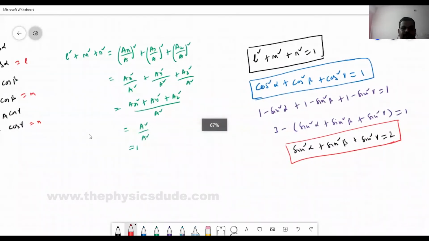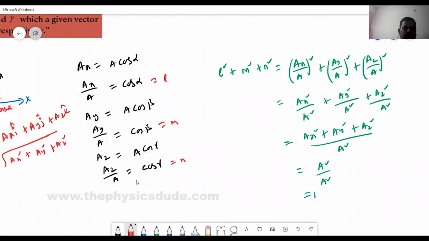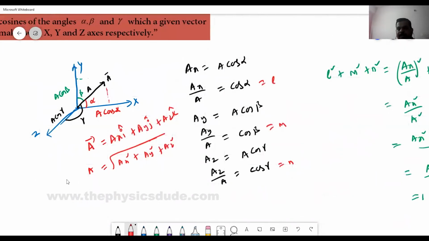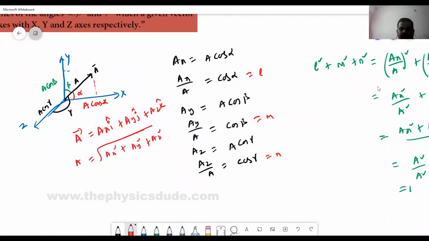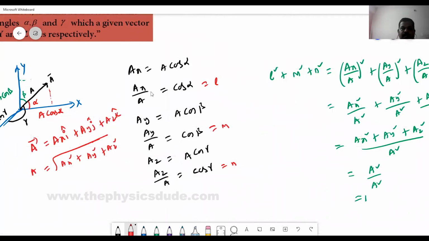So in this I explained what direction cosines are, how to write the direction cosines of a vector, all that. Whenever a vector is given, you can simply take L as Ax by A, M as Ay by A, and N as Az by A. So that's how we write the direction cosines.